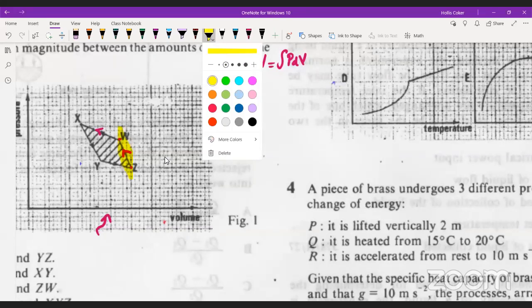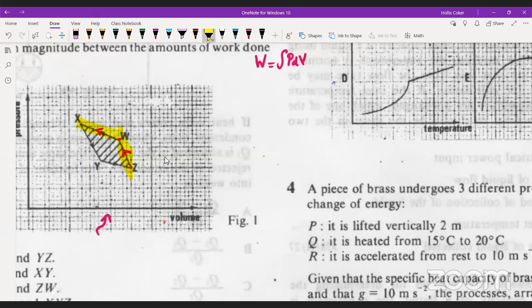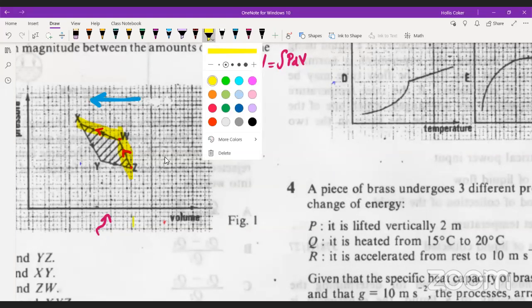So those two processes there are processes where the gas is being compressed. The volume is decreasing, going from left to right. In those two processes, the volume is decreasing like that. So in those two processes, work is being done on the gas. Now the other two processes here.